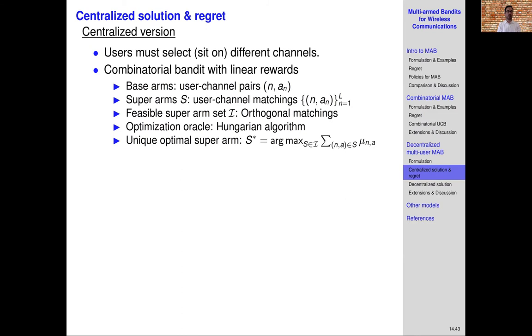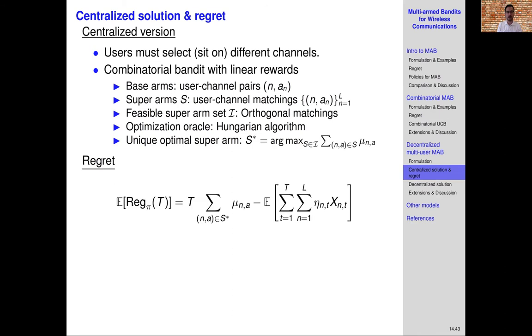And the optimal superarm, represented by S star, is the arm that maximizes the expected sum of rewards. We assume that this optimal superarm is unique. Well, the regret is defined as the difference between cumulative reward of always selecting the optimal superarm and expected total reward of users employing their policy.